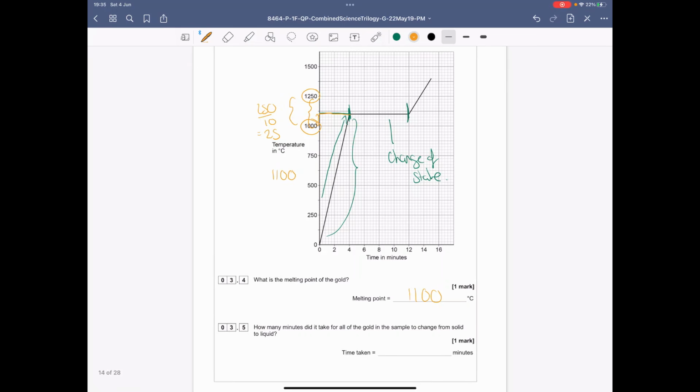How many minutes did it take for all of the gold in the sample to change from a solid to a liquid? So if we have a quick look at the time axis this time, well, it started melting at 4 minutes and it finished melting at 12 minutes. Therefore, the difference would just be 8 minutes. Subtract 4 from 12 to give you 8.